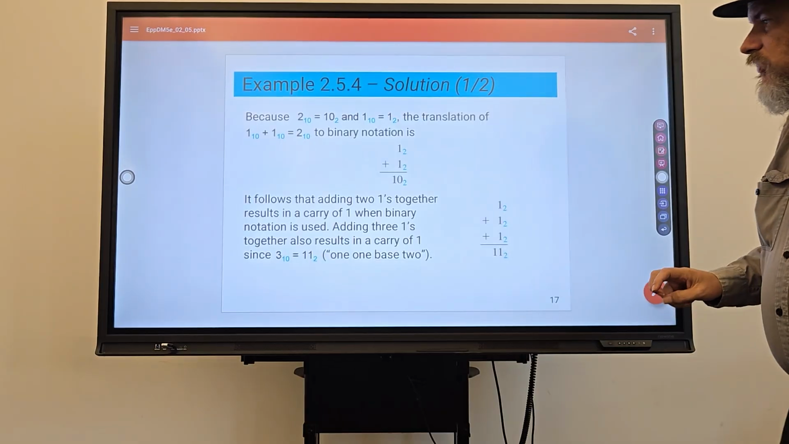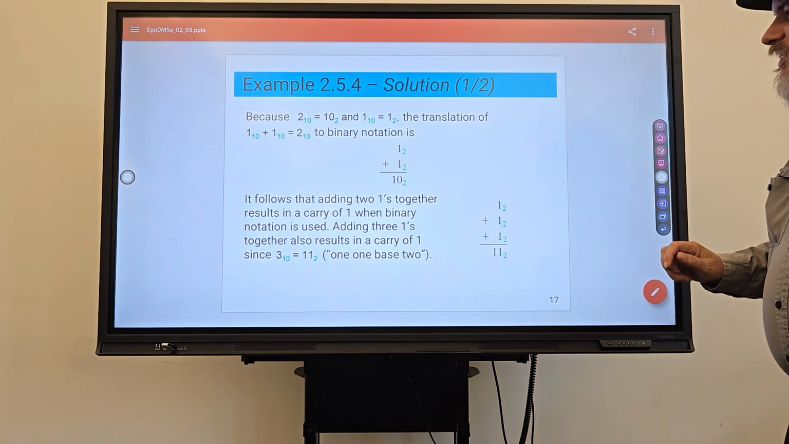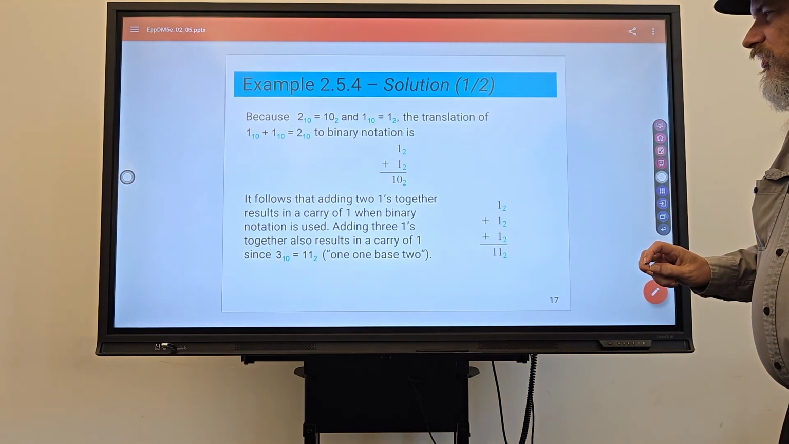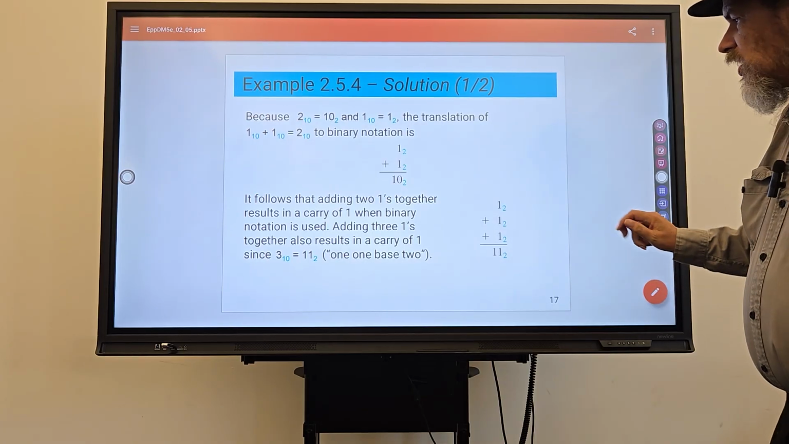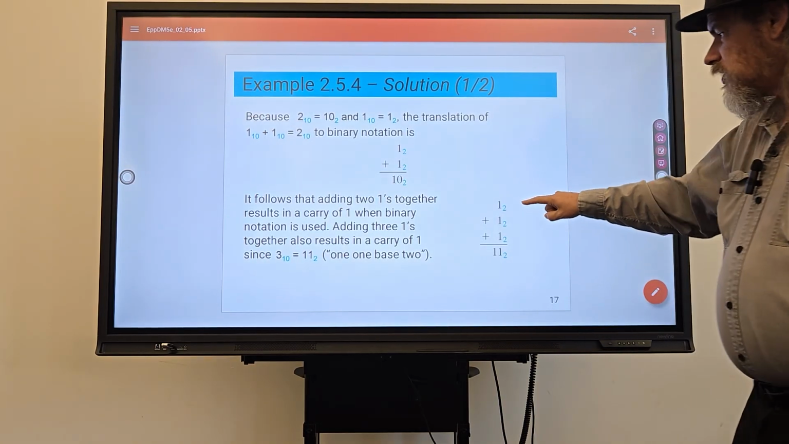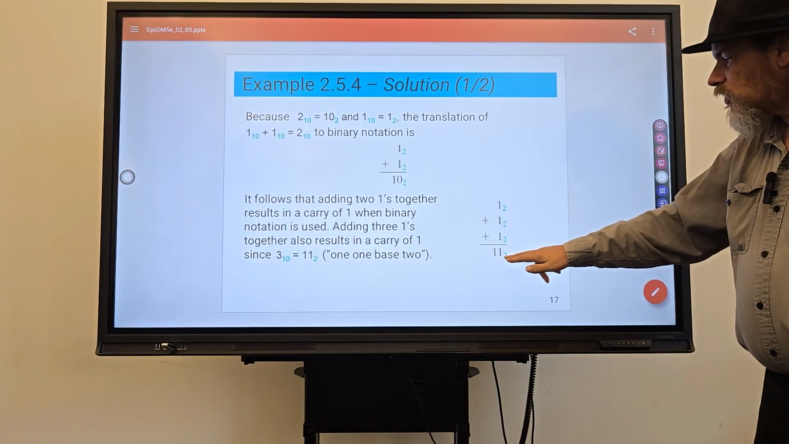add 1 and 1 equals 10. Argue that with your elementary math teacher. But it follows that adding two 1s together results in a carry of a 1 when binary notation is used. Adding 3 1s together also results in a carry of 1, since 3 is 11 base 2. So 1 plus 1 plus 1 equals 11, or 1 1.